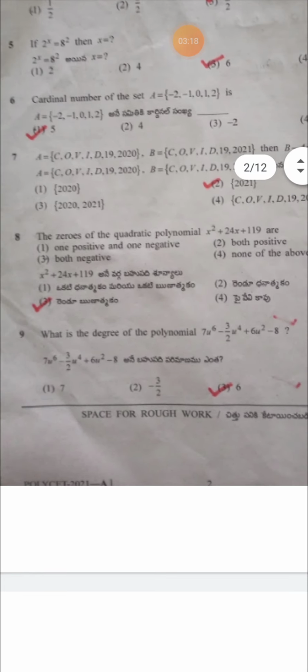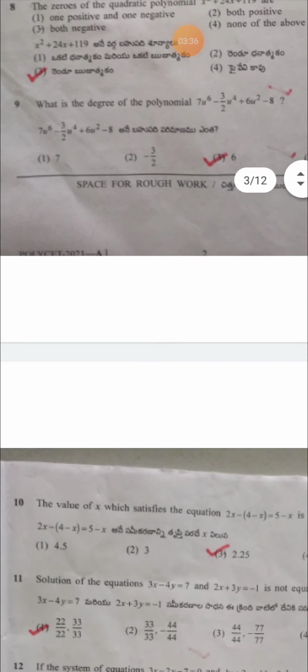and 9. So it will be both negative. So it will come 17 and 7. So minus 17 and minus 7 will be the roots. So both are negative, 8th question. And 9th question is a direct question, u power 6. So the degree is 6.